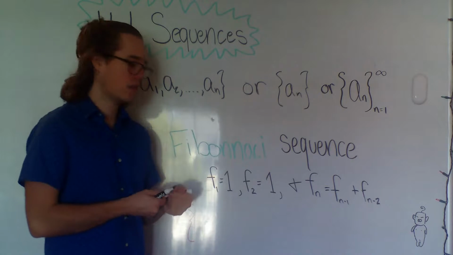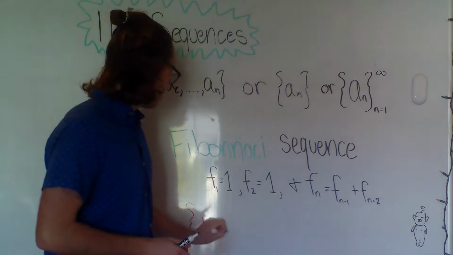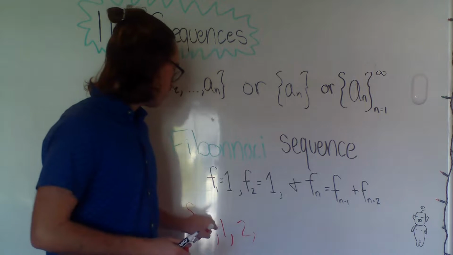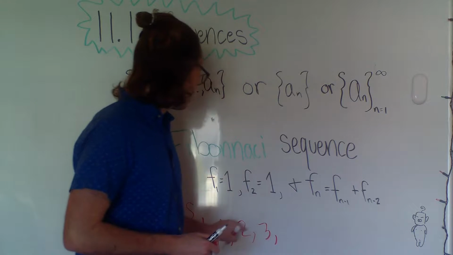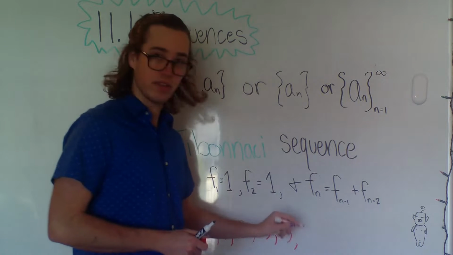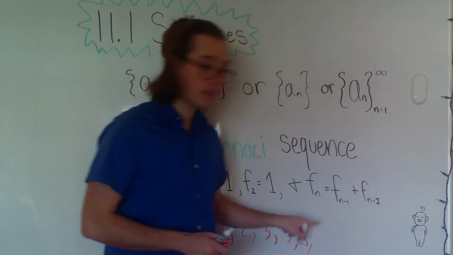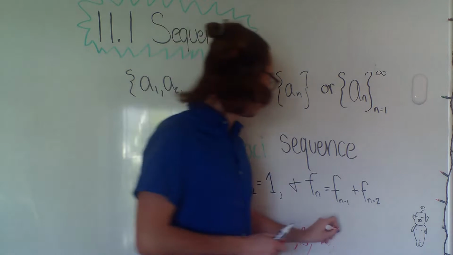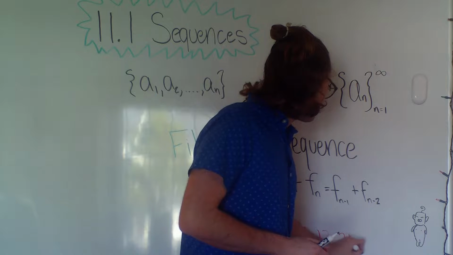So, what does that look like? Well, we've got the first two entries: 1, 1. Then 1 plus 1 is 2, 1 plus 2 is 3, 2 plus 3 is 5, 3 plus 5 is 8, 8 plus 5 is 13, 8 plus 13 is 21, and so on.